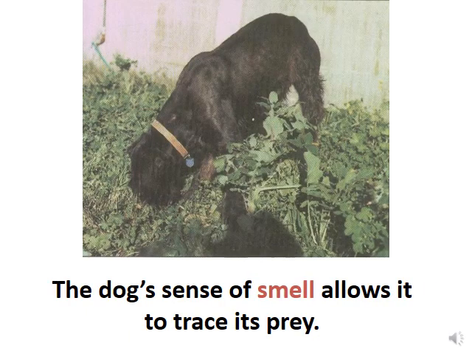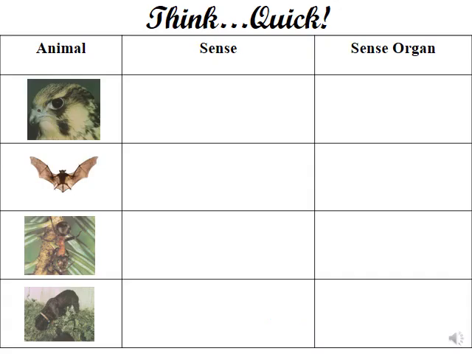The dog's sense of smell allows it to trace the prey. So he uses smelling to trace the prey, to move after the prey, and to hunt it and eat it. So in this table, we have to fill it using the sense and the sense organ. Here you have to differentiate between the sense and the sense organ.